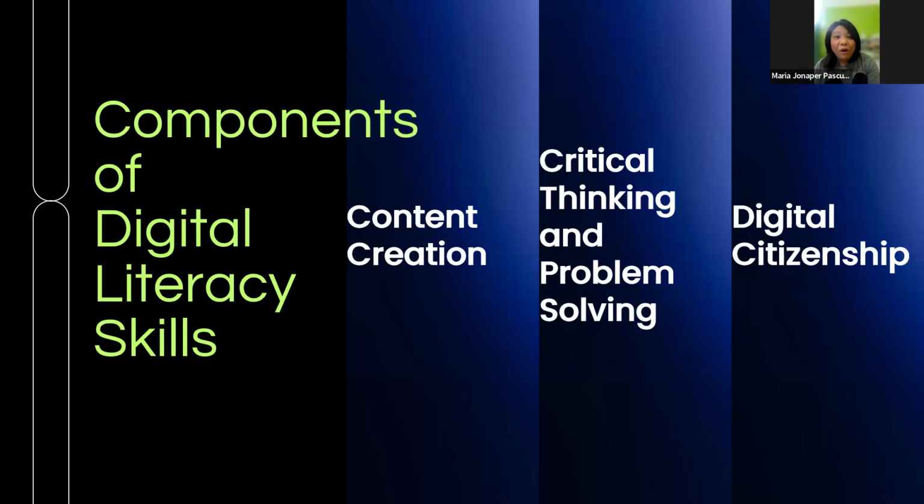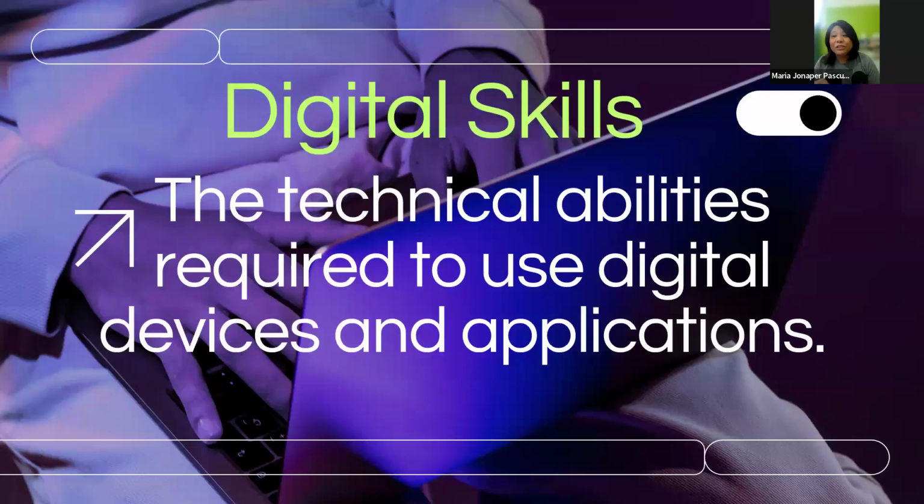And the last is the digital citizenship. It talks about the online safety, understanding how to stay safe online, including protecting personal information and recognizing cyber threats, and also the ethical use, practicing a responsible and ethical behavior online, such as respecting the copyright and avoiding plagiarism. So there are 6 components of digital literacy skills. And next slide, we have the digital skills.